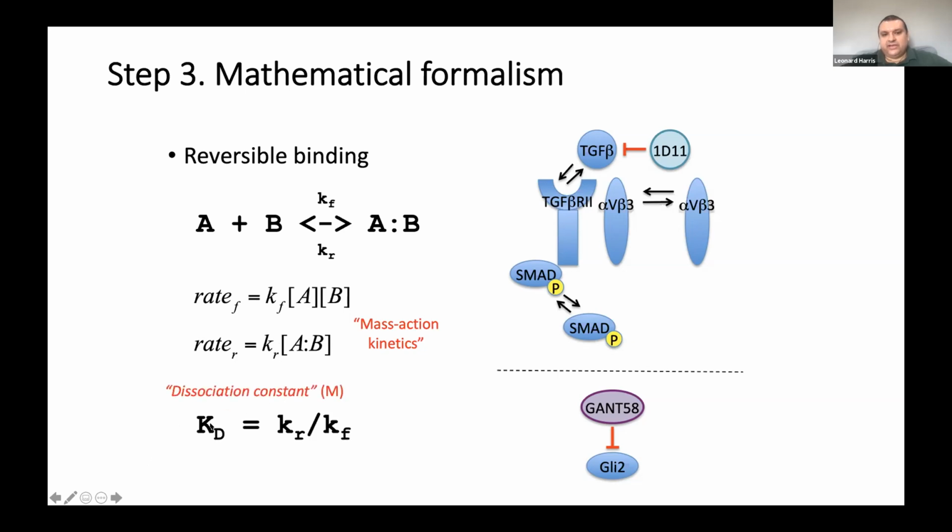And then we can define out of this what's known as a dissociation constant, which is just the ratio of the reverse to the forward rate constant. And we can keep track of this dissociation constant, and we can see how the behavior of the model changes as we vary this value.